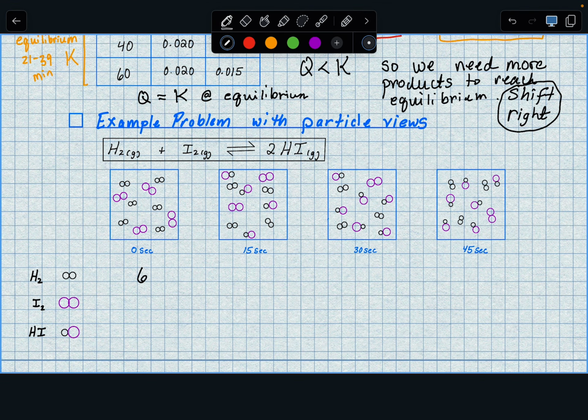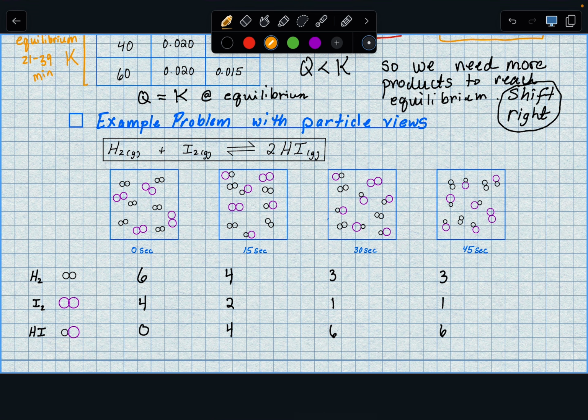So at the beginning here, we have 6 diatomic hydrogen and 4 diatomic iodine and no HI, the hydrogen monoiodide product. Then at the next time frame, I'm going to count, and what I counted at that time frame was a 4-2-4. I'm just going to slide this one over because I'm going to do a little calculation with this one. 4 for this one, and then we have 4, 2, 4, 2, 4. And then again, at the next time frame, I'm going to slide this one over to the left a little bit too because I'm going to do a quick little calculation. We end up having 3, 1, and 6, and then this stayed 3, 1, and 6.